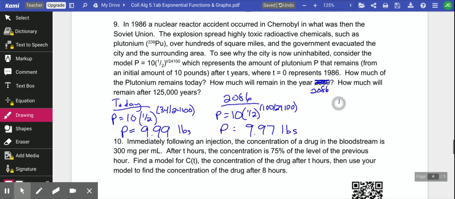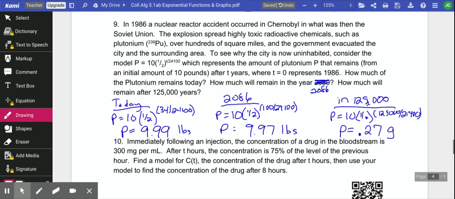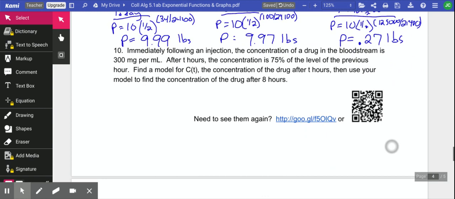Okay, what about in 125,000 years? That seems like a while. So the amount of plutonium is going to be 10 times 1/2 to the 125,000 divided by 24,100. And in 125,000 years, we finally have made some progress. We have 0.27, not grams, sorry, pounds. So this type of plutonium decays very, very slowly. It is going to be there for a long time. Chernobyl is going to be not a great place to live at any time in the future.